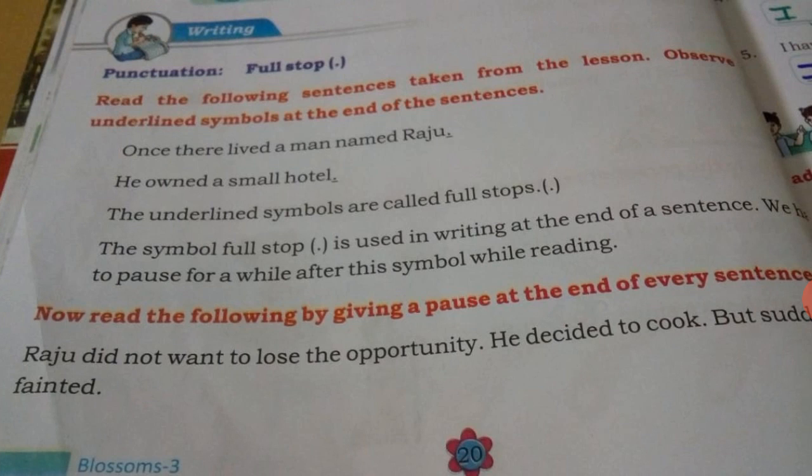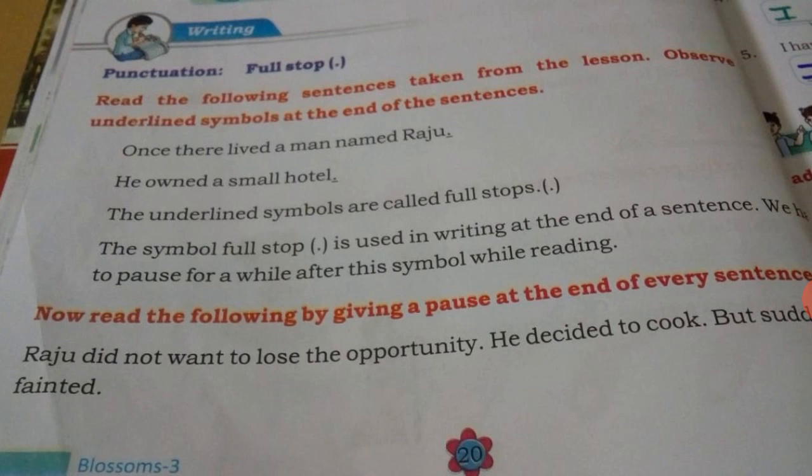The underlined symbols are called full stops. If you see the above two sentences, the full stops at the end of the sentences are underlined. Why do we use a full stop? The symbol full stop is used in writing at the end of a sentence. Suppose you ask me my name, what will I say? My name is R. Sujana. So after R. Sujana, I should put a full stop. That means that is the end of the sentence.